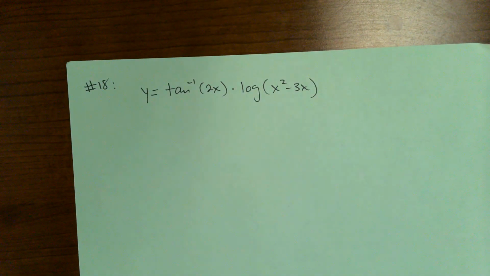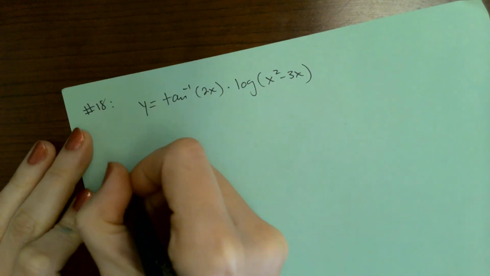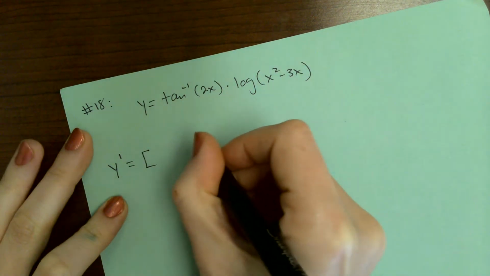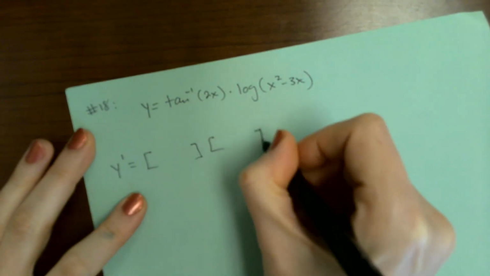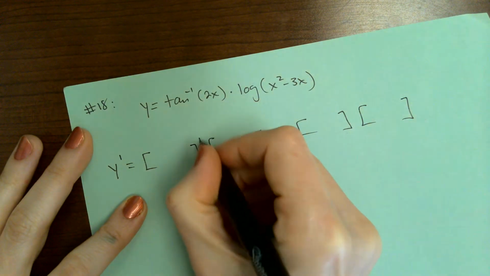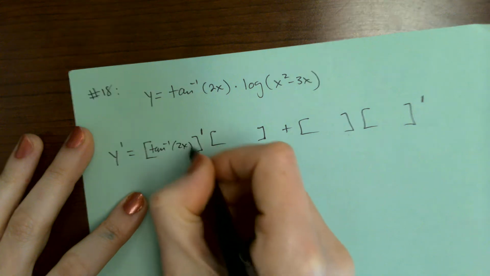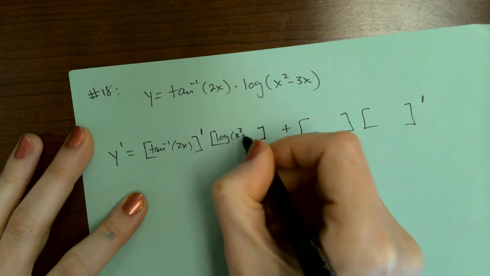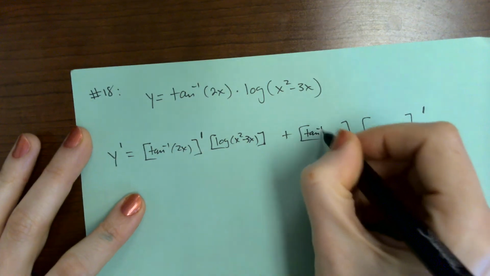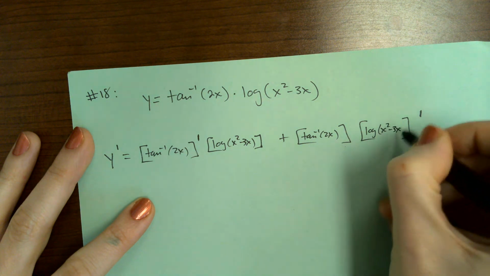Now, let's just do one more. So this one here, this is a product of 2 functions. So I'm going to need the product rule. Now, guys, using these brackets is totally optional. Plus, so you do 4 brackets, plus right in the middle, prime on the first, prime on the last. Inverse tangent of 2x. Log of x squared minus 3x.